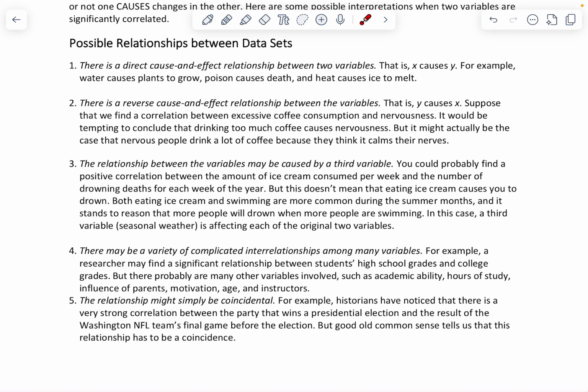4, there may be a variety of complicated interrelationships among many variables. For example, a researcher may find a significant relationship between students' high school grades and college grades, but there probably are many other variables involved, such as academic ability, hours of study, influence of parents, motivation, age, and instructors, right?